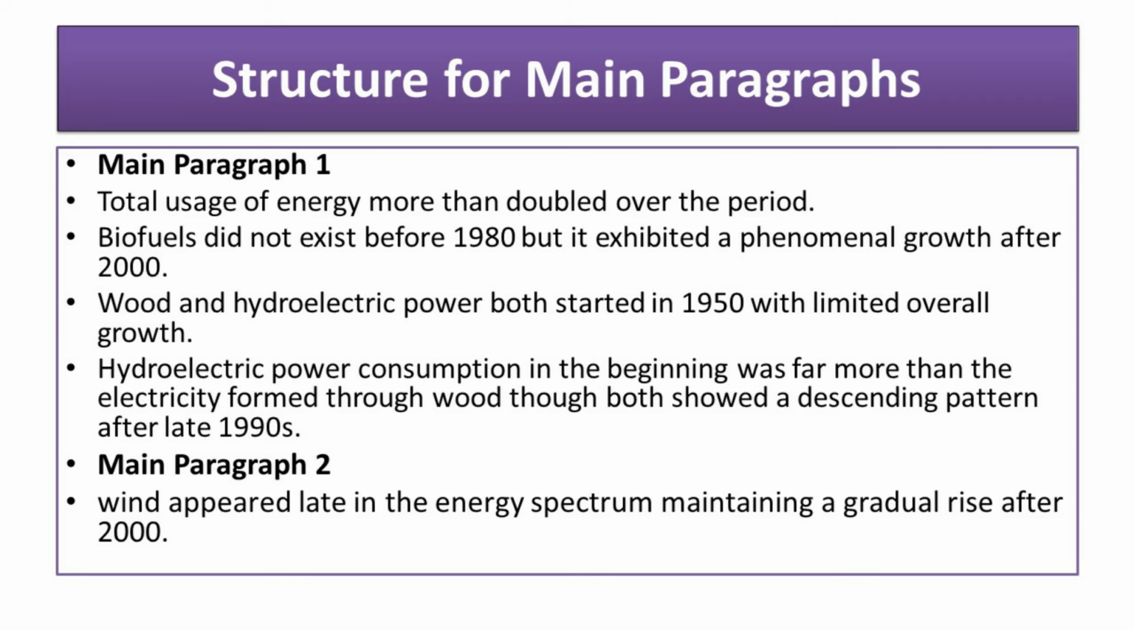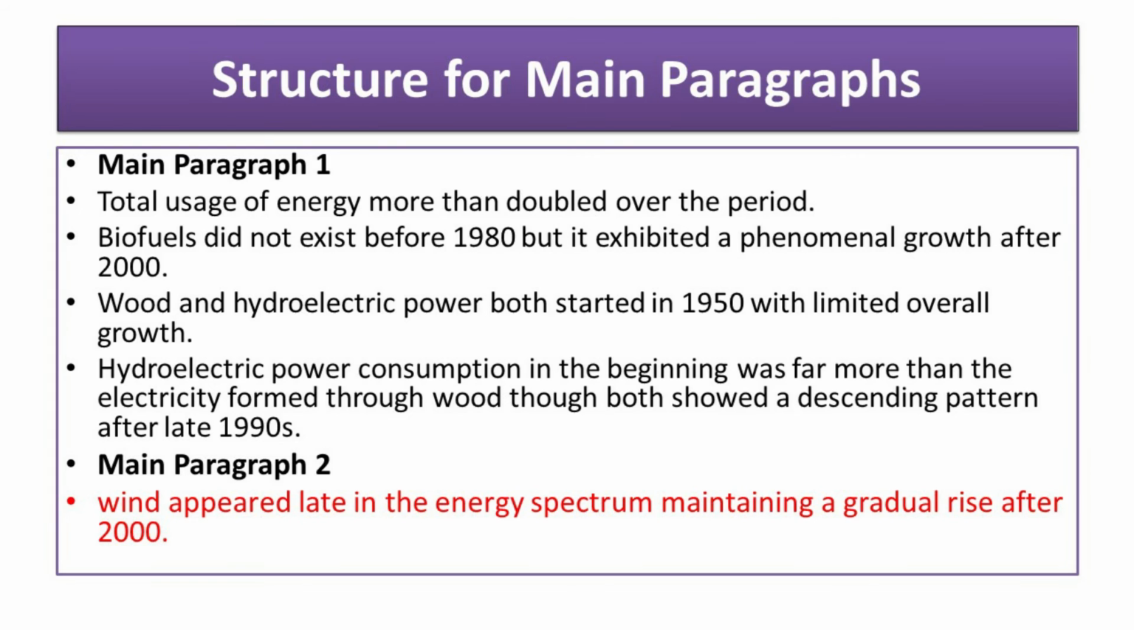But the question is how to use these main points to write main paragraphs. Here is the answer. We can use biofuels, wood and hydroelectric power, and we can make a contrast between them, and this will be our main paragraph number 1. As far as wind is concerned, since its behavior is a bit different from the rest, we can make a separate paragraph for the wind, and we will use wind in main paragraph number 2. So in this way we can use these points in our main paragraphs.